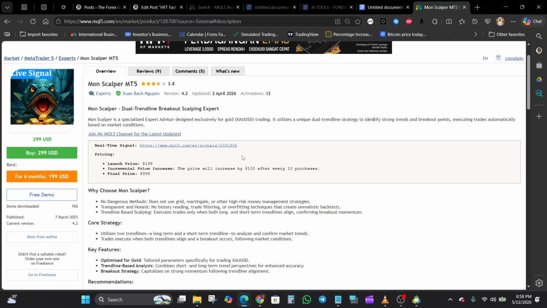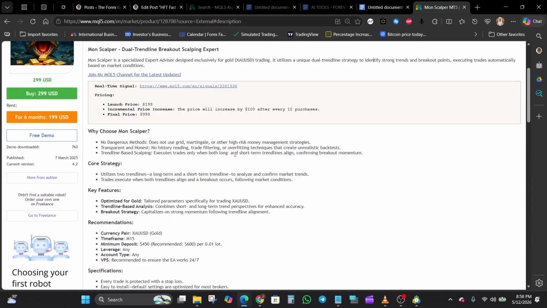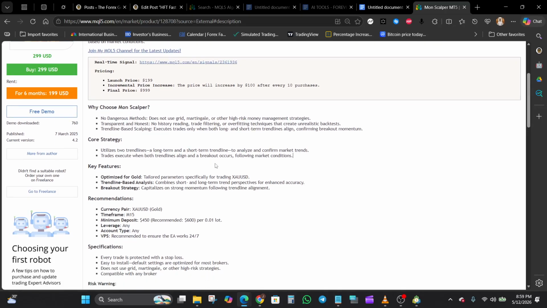Now, as I scroll through the details, one thing the developer emphasizes several times is that the EA does not use grid, martingale, or other high risk money management strategies. Other high risk recovery techniques, basically. So instead, the focus here is clearly on trend line confirmation and breakout based execution.